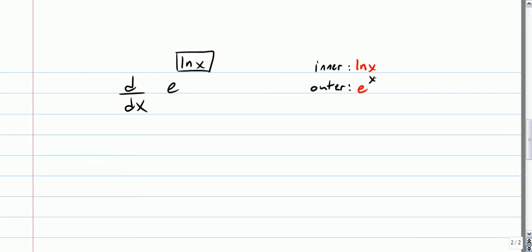Some of you may already be saying, why are you doing this problem? Okay, so let's list their derivatives real quick. That's 1 over x. That's a cool one. That's e to the x, the only function whose derivative is itself.